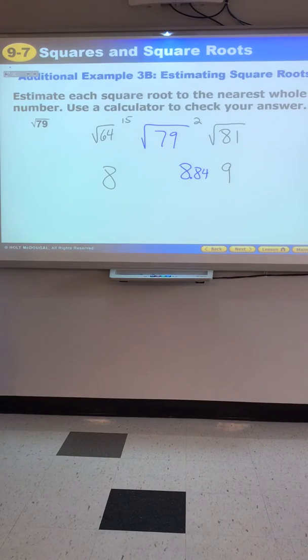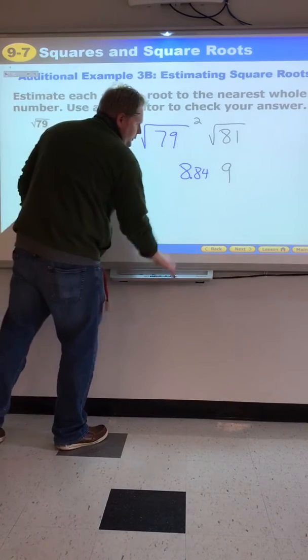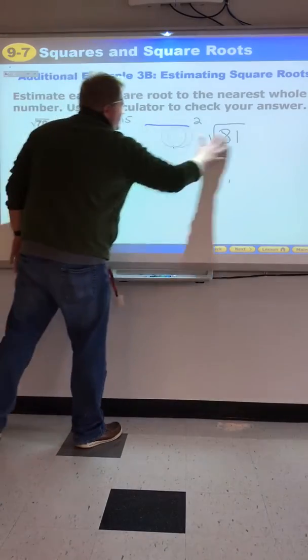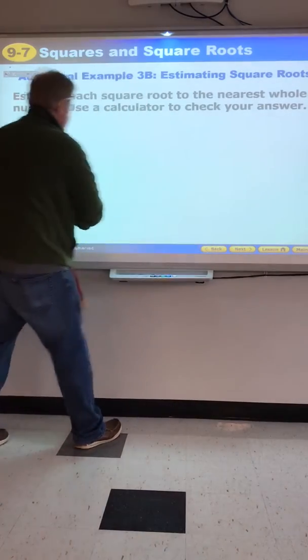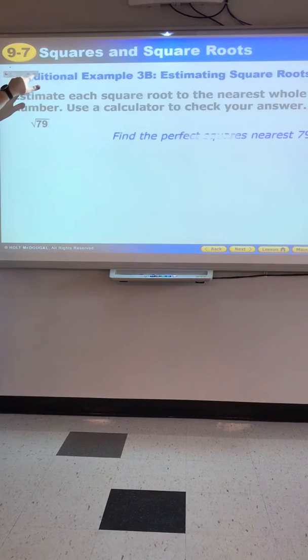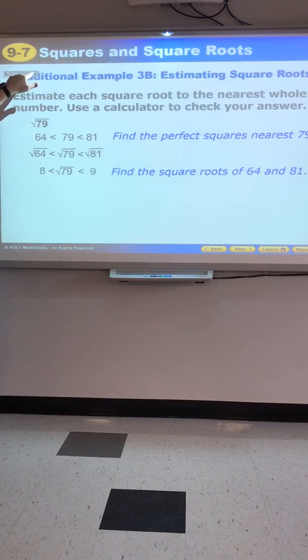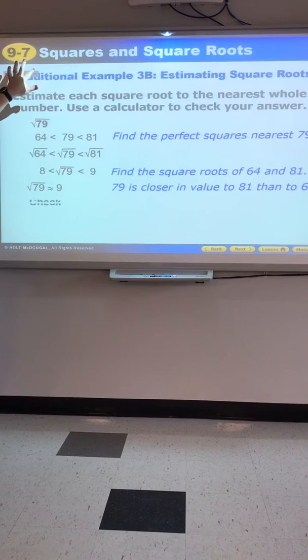Might be. 8.84, that's my estimation. All right? Now you can always type that into a calculator to see if we're right, but we're going to see what they do. Hopefully it's the same thing I did. That'll just make me feel good about it. All right. So we get all our squares. We do the same thing I did. 8 and 9 we see. Okay? It's much closer to the 81, so it's around 9. And when we check it with a calculator, 8.88. Oh, I was off by 4 hundredths. All right. Again, let's try another one.